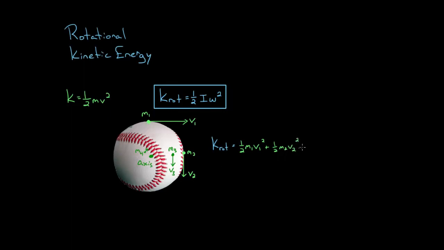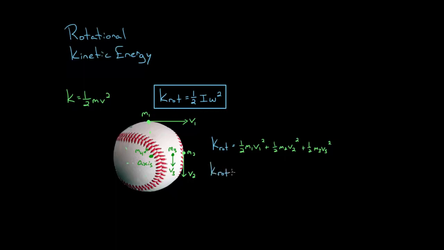And similarly, you'd add up 1/2 m3 v3 squared, but you might be like, this is impossible. There's infinitely many points in this baseball. How am I ever going to do this? Well, something magical is about to happen. This is one of my favorite little derivations. It's short and sweet, because watch what happens.